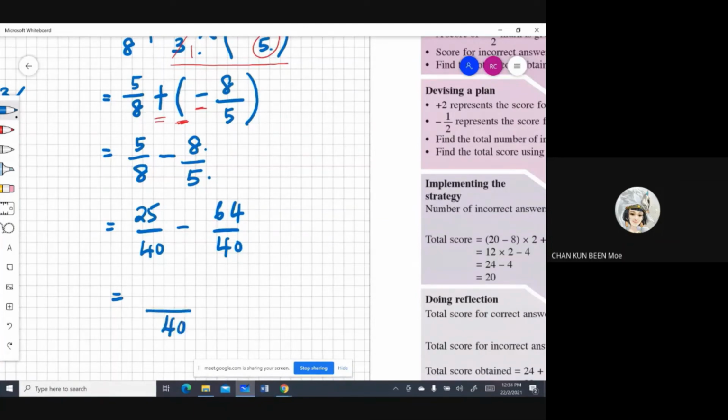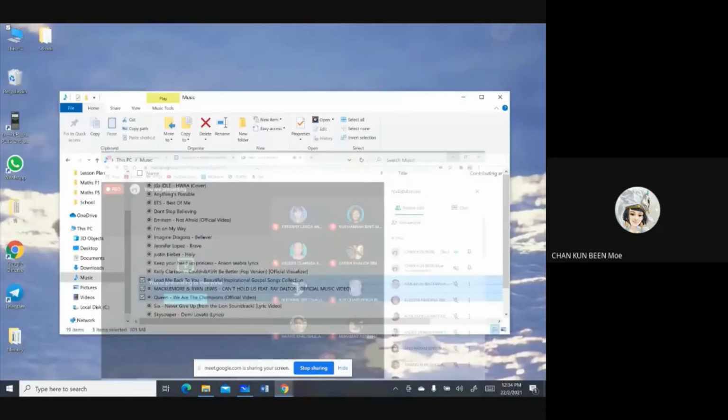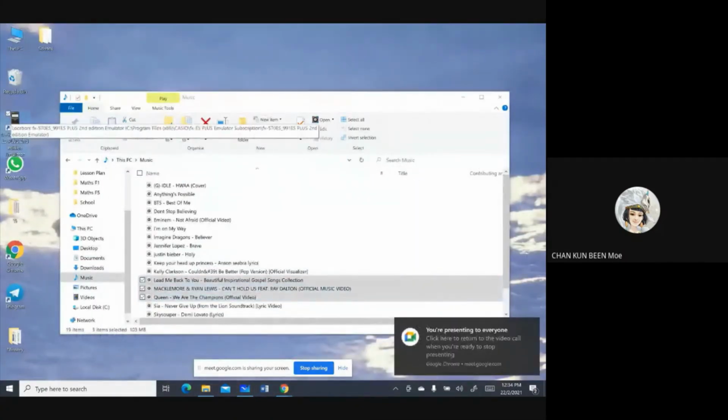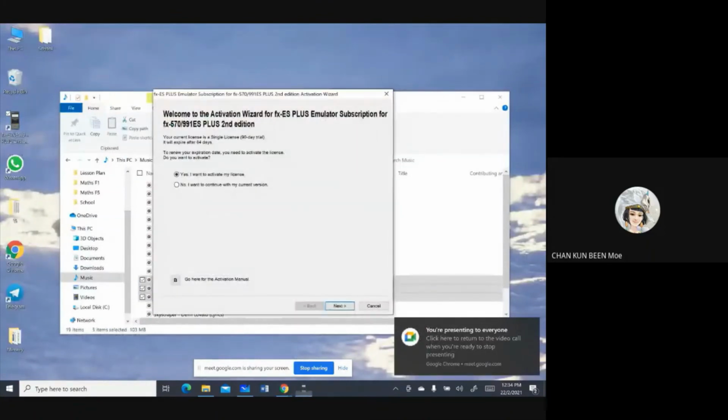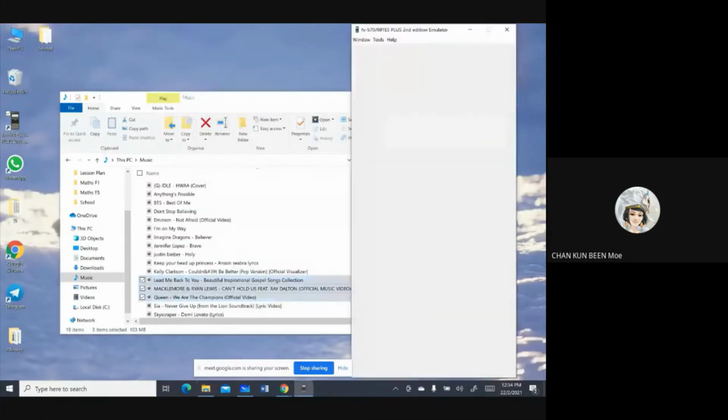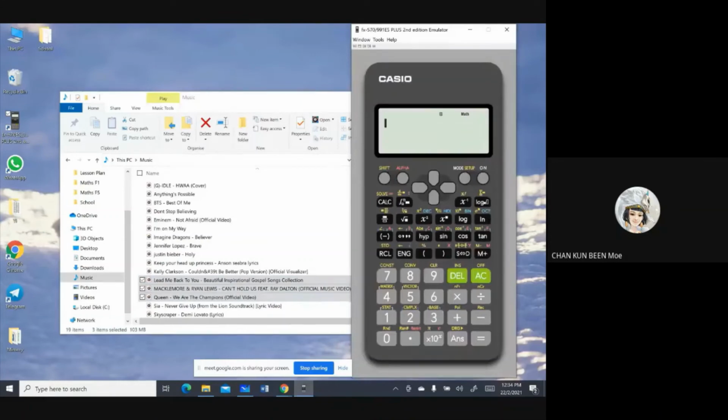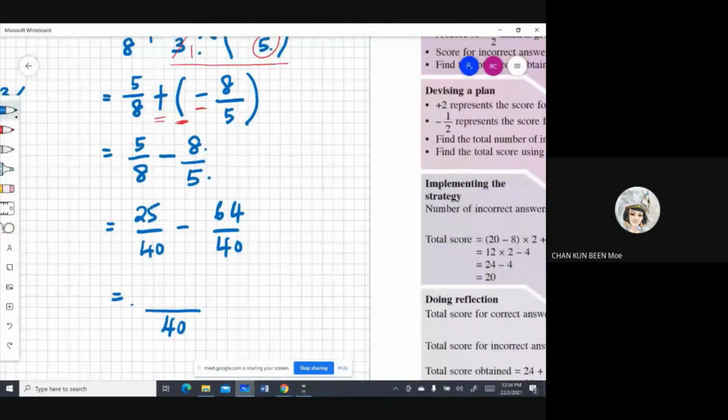40 here, and then 25 minus 64, you will get, if you have a calculator with you, let me show it to you. If you can't calculate, then you just use your calculator, no choice. So just now was 25 minus 64 equal negative 39. Okay, so this is negative 39. Okay, we've got the answer already.